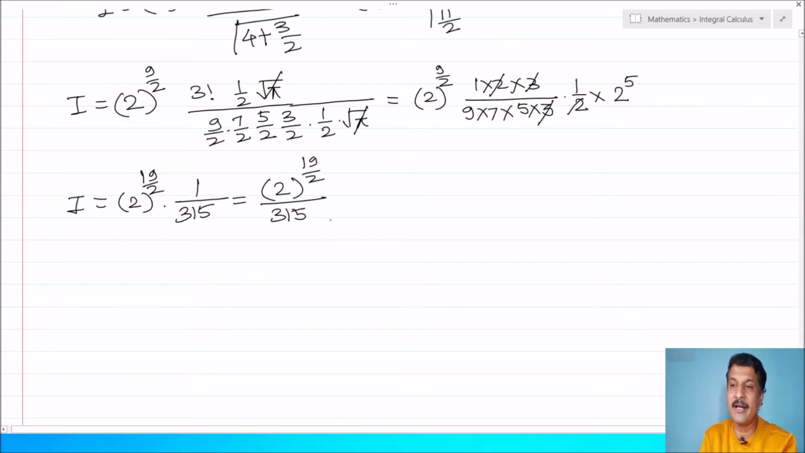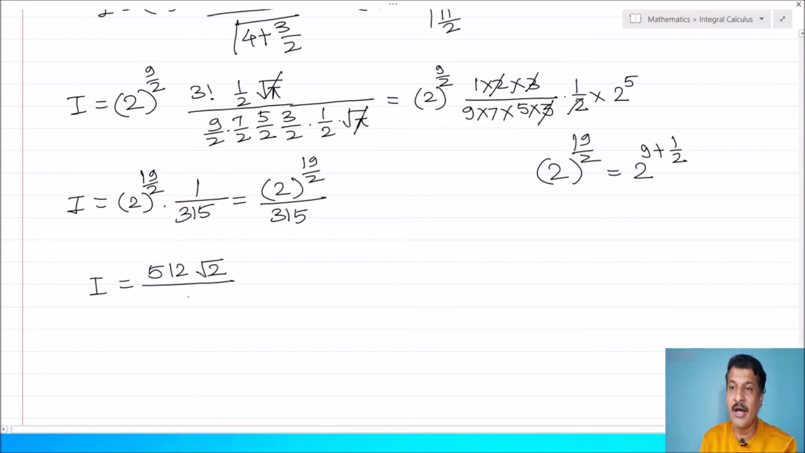So which is your required answer. But one may simplify more. This I equal to, here 2 raised to 19 by 2. I can write it as 2 raised to 9 plus half, and that is why 2 raised to 9 into 2 raised to half. So 2 raised to 9 is 512. This is 512 root 2 upon 315. So which is your required answer.